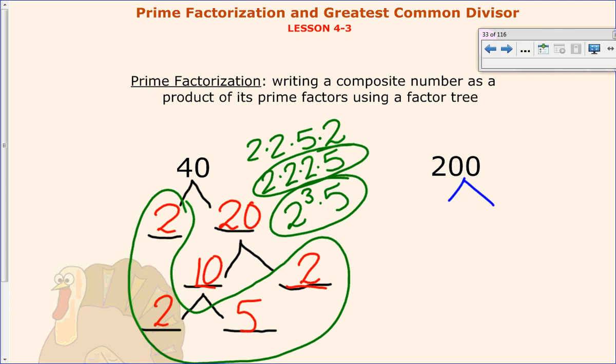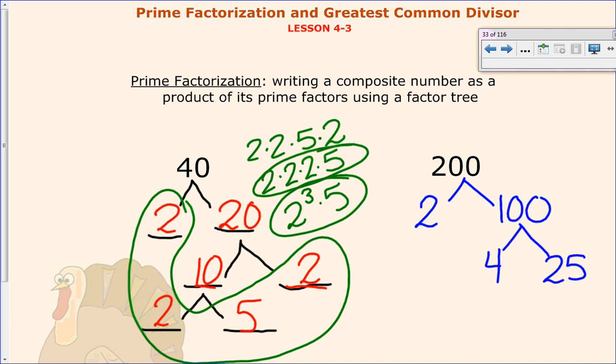Well, I like to always do 2. If I know 2 goes into it, that's where I'm going to start, because that is a prime number. I can do 2 times 100 gives me 200. Then I can keep going. Well, again, you have plenty of options. There are so many numbers that go into 100. I think I am going to do 4 and 25, just to mess with things a little bit, just to show I can do different numbers.